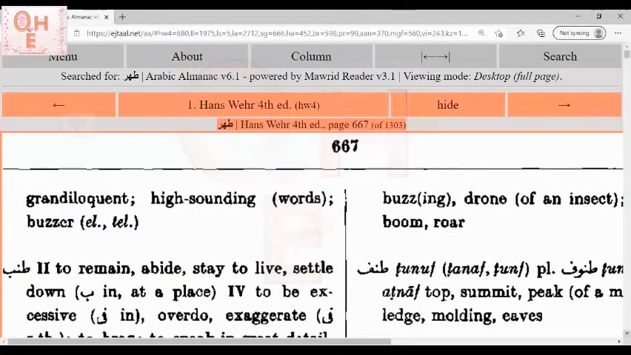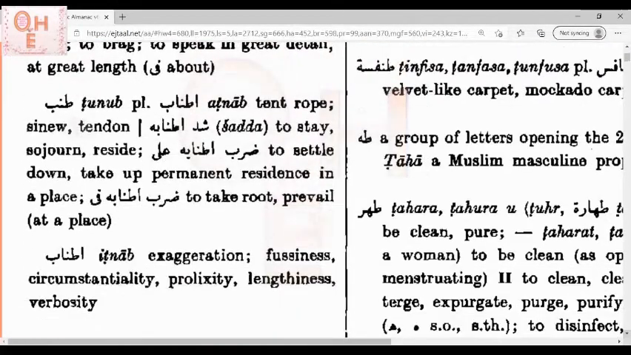Okay, ta, ha, ra. Over here, you can see it takes two pairs of patterns. For the present tense, it is the same: the ha will have a dhamma. But the past tense has two types: tahara and tahura.